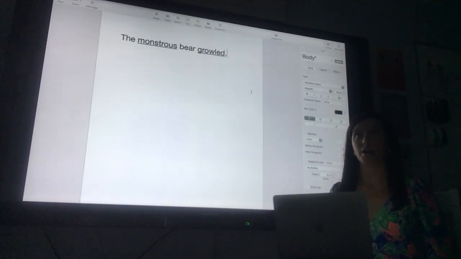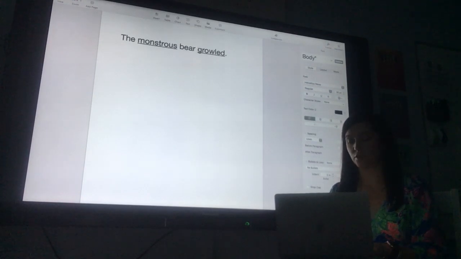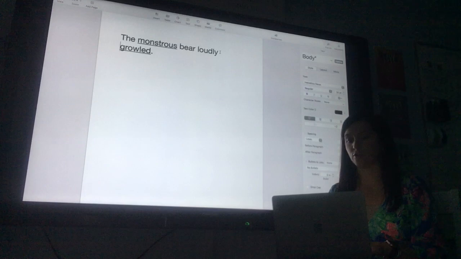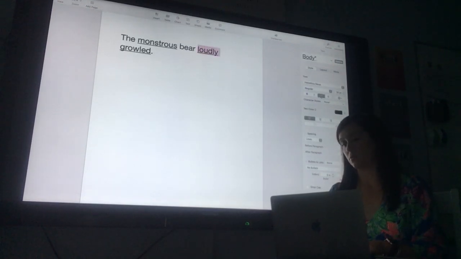So I needed to describe how the bear growled. So right now, think about how a bear could growl. I'm just going to put loudly. I'm sure that your sweet brains came up with something better. But how did the bear growl? It growled loudly. I'm going to underline it, or again, it does not count. All right, so that's our ly adverb.